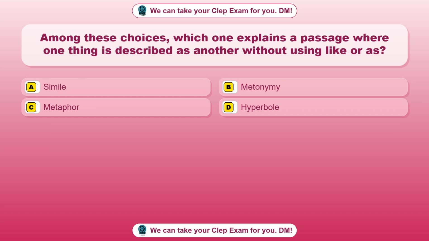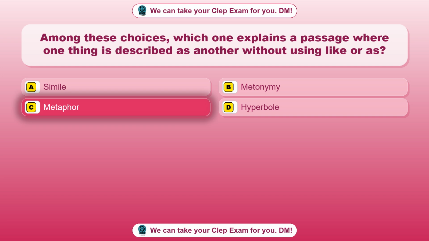Question 46. Among these choices, which one explains a passage where one thing is described as another without using like or as? Option A, simile. Option B, metonymy. Option C, metaphor. Option D, hyperbole. The correct answer is option C, metaphor.